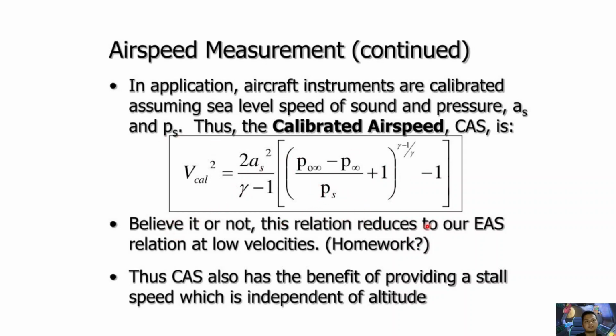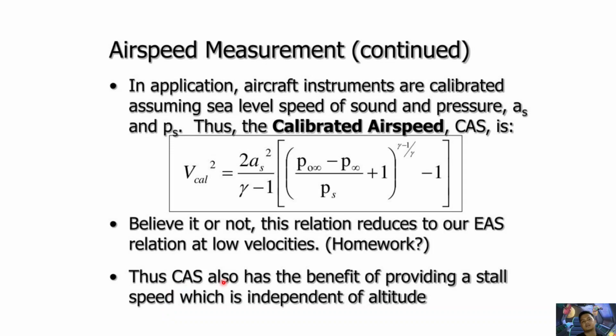Believe it or not, this relation reduces to the equivalent airspeed relation at low velocity. That means when the problem says so, we can use the equivalent airspeed properties or relation in this equation, but only for our pressure difference.